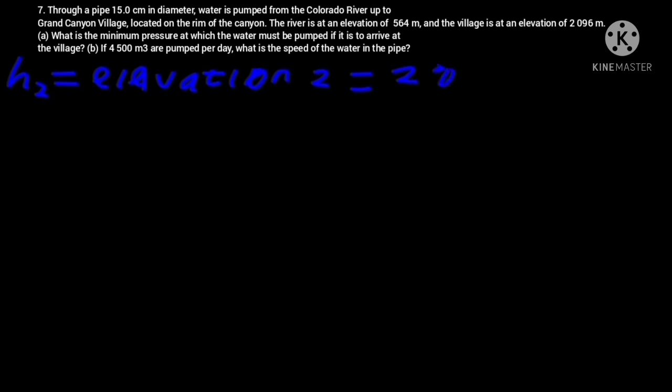And then our H2 is equal to 2096 meters. So that is elevation 2. H2, let me just write it again. H2 is equal to elevation 2, which is 2096 meters.